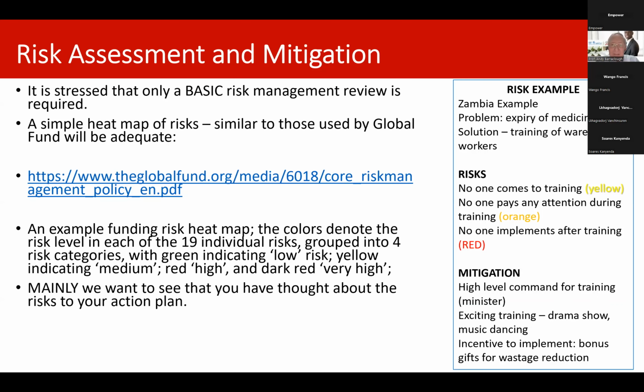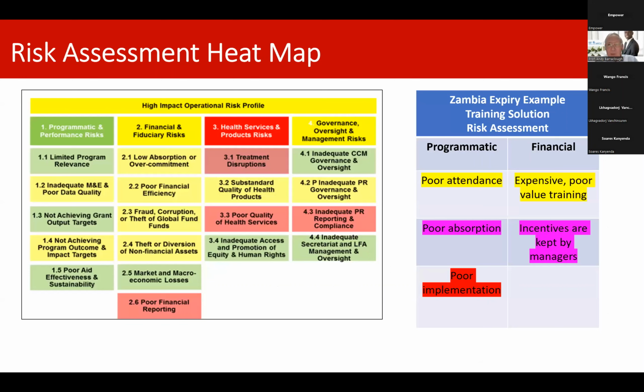Very basic heat map, just one page around those areas. So there is the Global Fund heat map on the left. On the right would be my kind of risk assessment. We talked about poor attendance, poor absorption, poor implementation, and my mitigation. That's all I need to do. Simple. Identify a few of the risks, 3 or 4, no more than that, and what I might be able to do to reduce the risk level. And that's all based on my action plan.